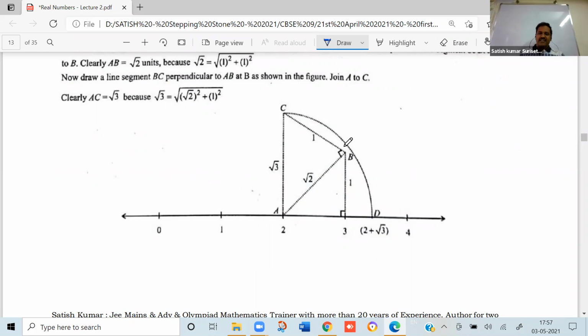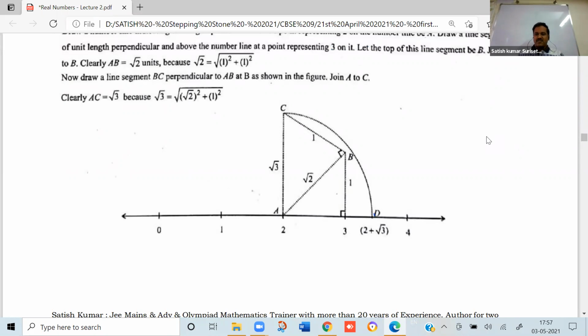So this length will be what? Root 2. Now again draw a perpendicular here, 1 unit. Then this length will be what? Root 3. Now when you draw an arc with A as center and AC as radius, it will intersect at this point. Now this point D corresponds to what? 2 plus root 3. Why? Because you have to measure from the origin, that is from 0. 0 to 2 is 2 units, and from here to here it is root 3. So that's why this point corresponds to 2 plus root 3 units. Is this clear?